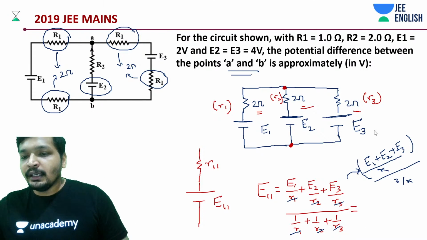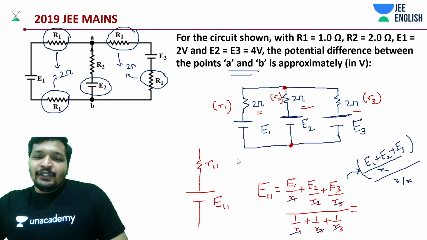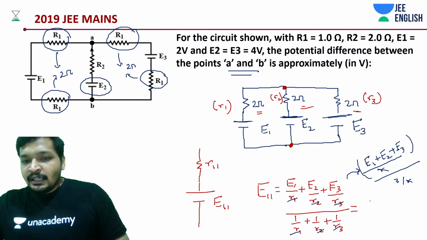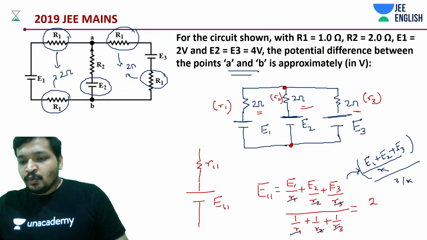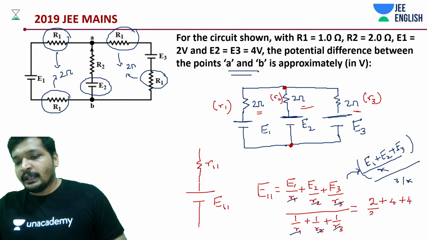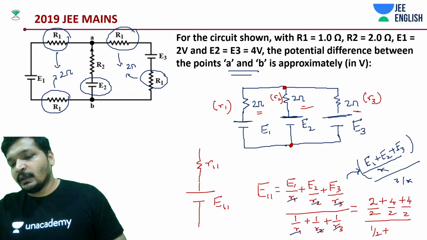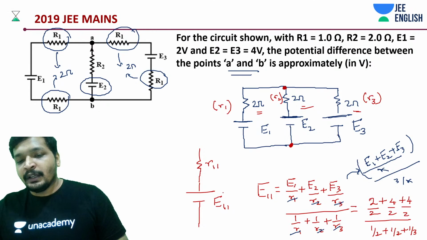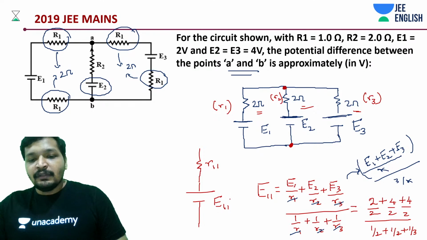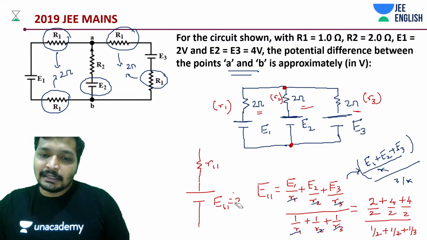Let's do it our way. You substitute the values, students, and you'll get the same thing. You don't even need to think about it. It's basically 2 volt plus 4 volt plus 4 volt divided by 2, divided by 1 by 2 plus 1 by 2 plus 1 by 2. So you're going to get the net EMF to be 10 divided by 3, which is nothing but the same thing that we derived. So it's going to be 3.3.